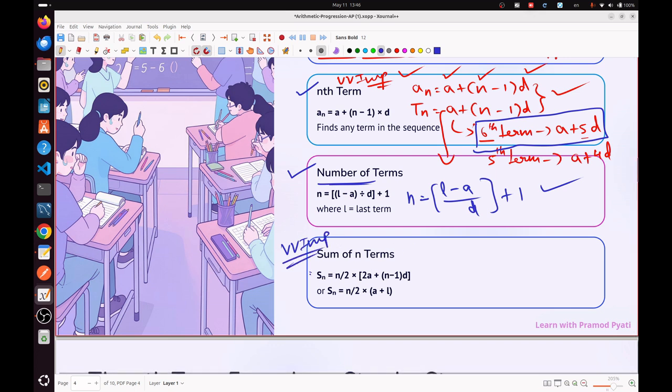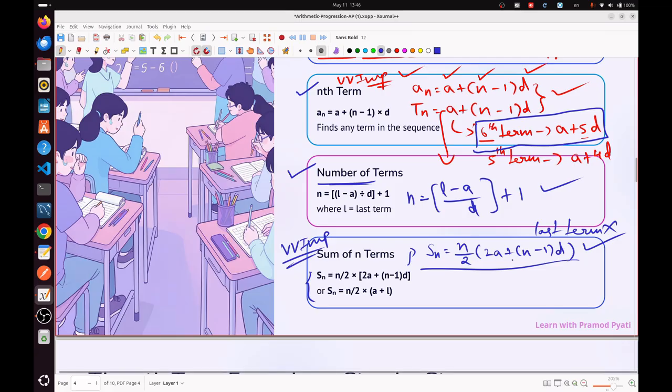Here we have two formulas. When to apply, I will show you. First is Sn equal to n by 2 into (2a plus (n minus 1) into d). We need to apply this when the last term is not given. Here we don't have L. In the next formula, Sn equal to n by 2 into (a plus L), this is one of the most important.